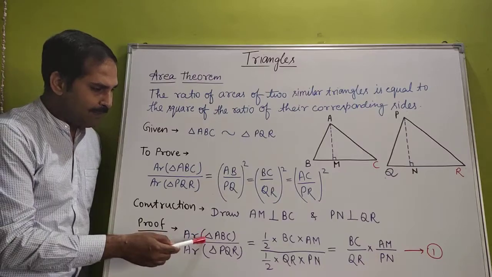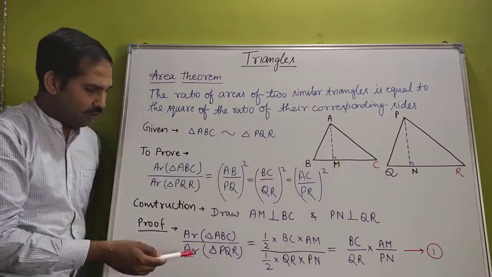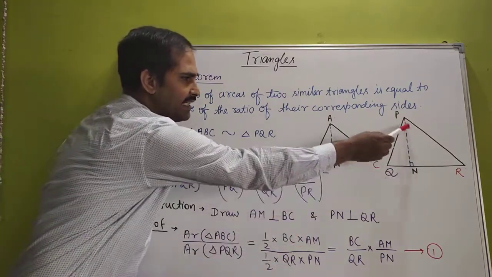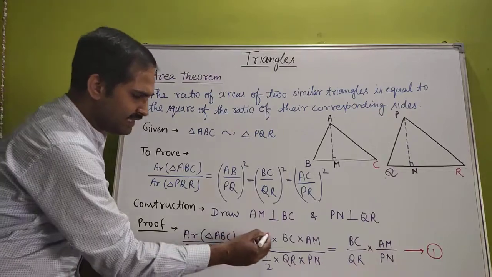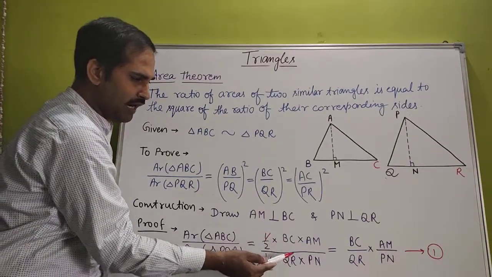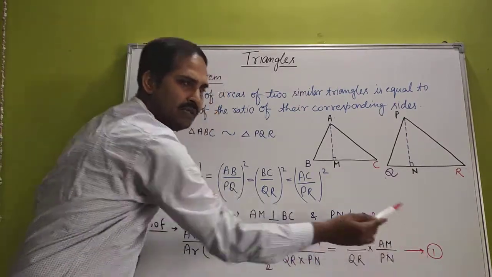So for triangle ABC, this is half base BC and height AM, and for triangle PQR, half base QR and height PN. We can see here that the two halves cancel out. So this is equal to (BC/QR) multiplied by (AM/PN), and this is equation number 1.